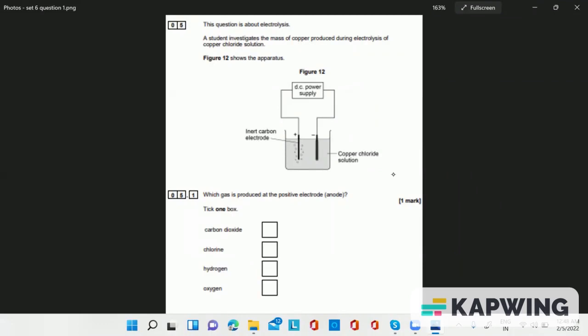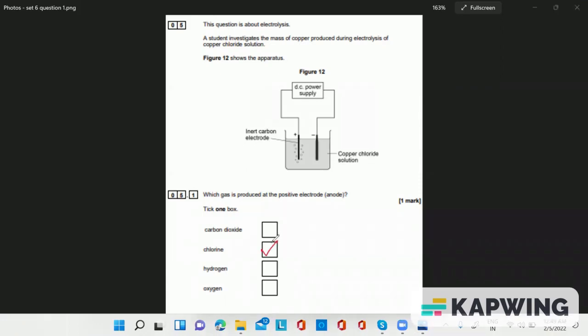From the figure, we can also see that inert carbon has been used as an electrode and copper chloride solution is being used as an electrolyte. A DC power supply is the power source. So the question is, which gas is produced at the positive electrode, the anode? From the options, my answer will be chlorine.